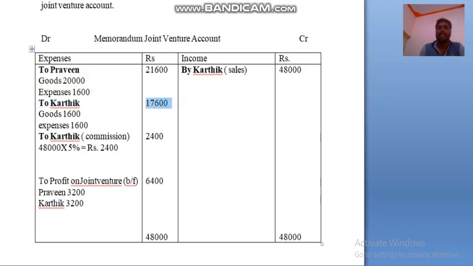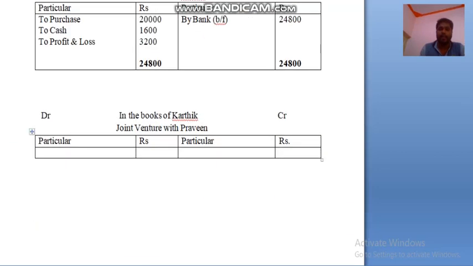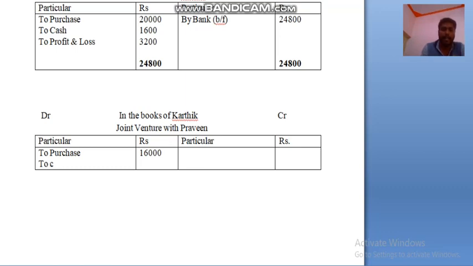How much? 17,600. Goods rupees 1,600 and expenses rupees 1,000. Sorry, goods rupees 16,000, not 1,600. Goods rupees 16,000 and expenses rupees 1,600. If goods are purchased, that should be debited with purchase account. So in Karthik account, to purchase rupees 16,000 and one more, expenses. For expenses, to cash or bank, 1,600.